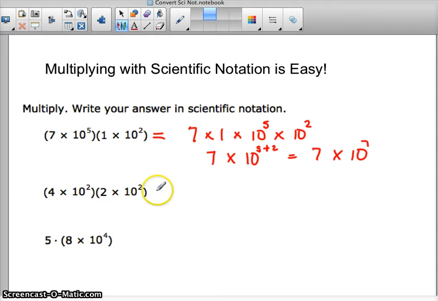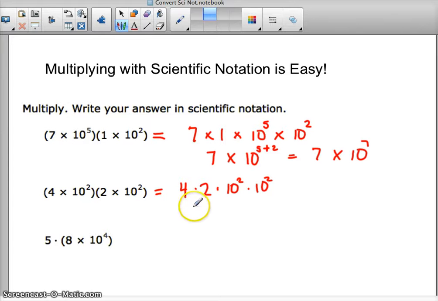In this next example, we're going to do the same thing. We're going to sort and multiply our regular numbers first, and then put our powers of 10 next to each other. What do you get for this one? Go ahead and do it yourself.